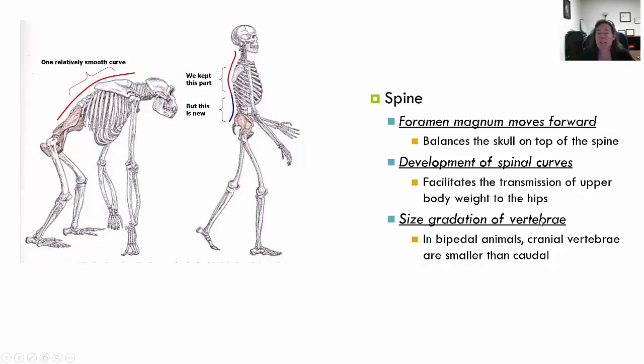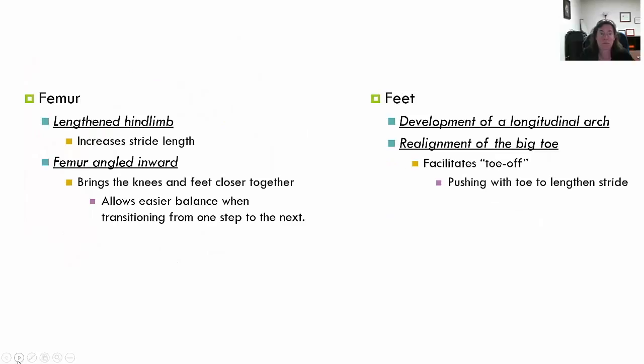We also see size gradation of the vertebrae, so they start out small and then they get bigger and bigger. In bipedal animals, cranial vertebrae are smaller than the caudal. Anatomical changes in the femur: we see a lengthened hind limb. Our legs get longer and this increases stride length. We also see that the femur becomes angled inward. This brings the knees and feet closer together under the center of the pelvis. This allows much easier balance when transitioning from one step to the next, so that when you're on your stance leg, your stance leg is always directly under your pelvis instead of off to the side.